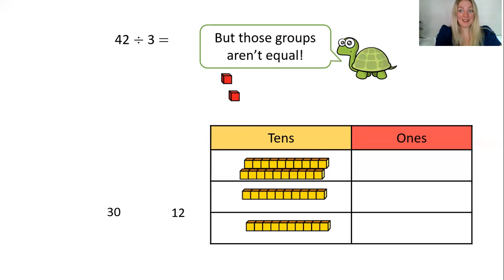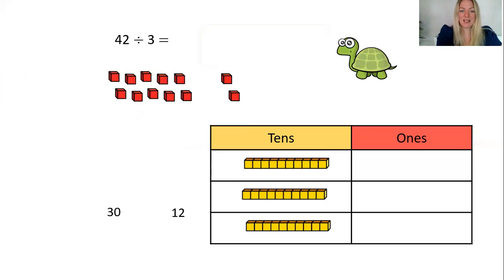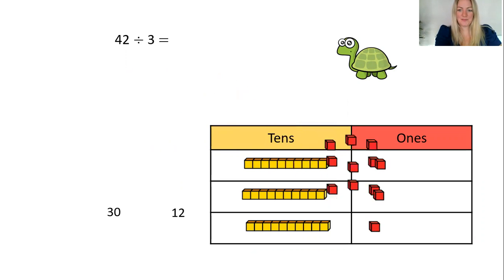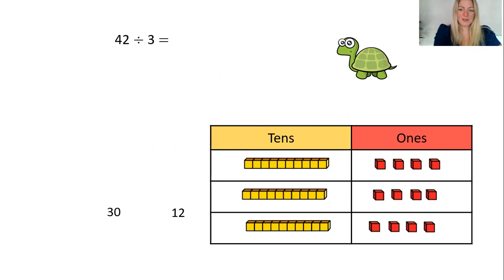I know what we can do. That's right, we can exchange that last ten for 10 ones. Let's do that now. Now we can divide the 12 ones equally between the 3 parts. All 3 parts now have 1 ten and 4 ones. So 42 divided by 3 is equal to 14.